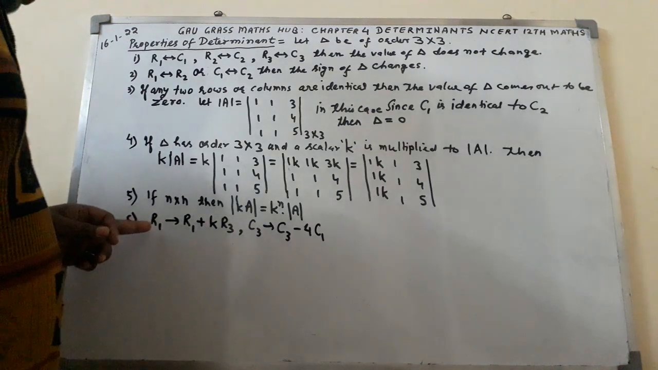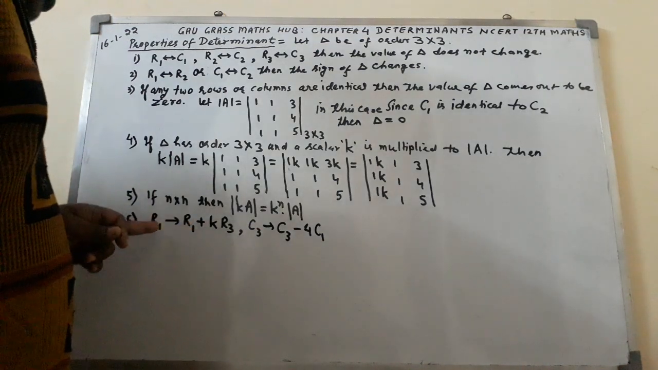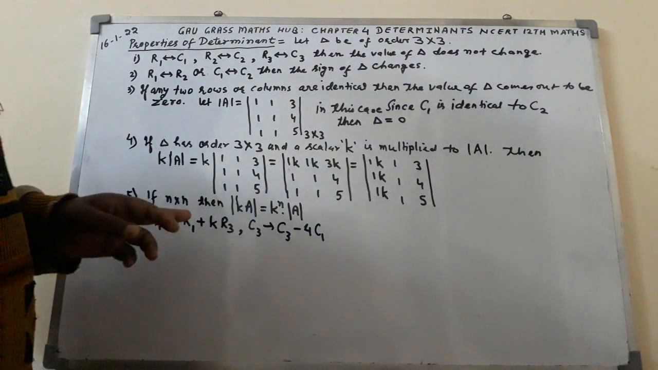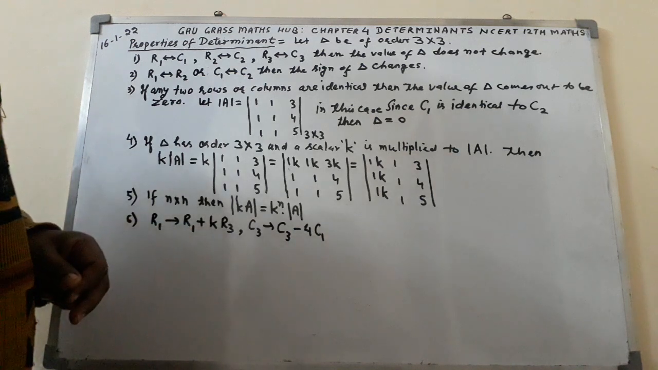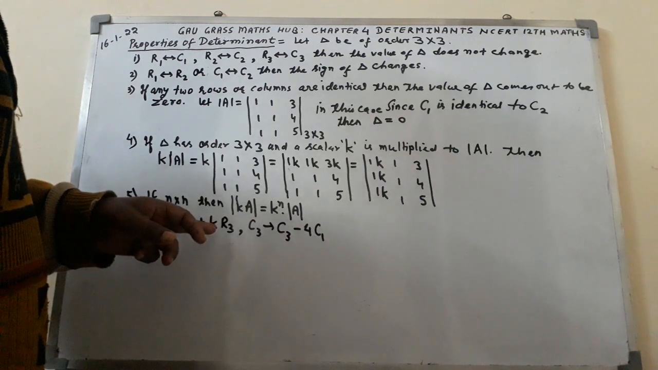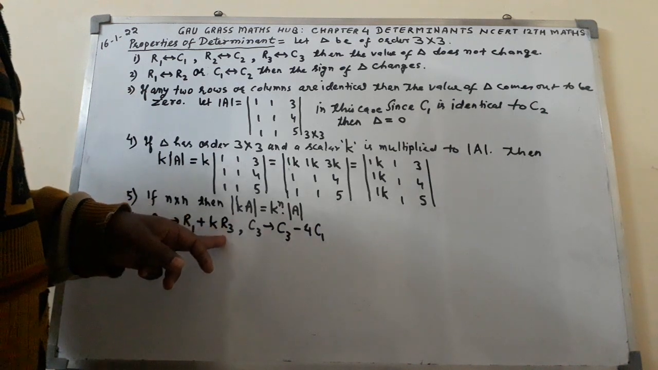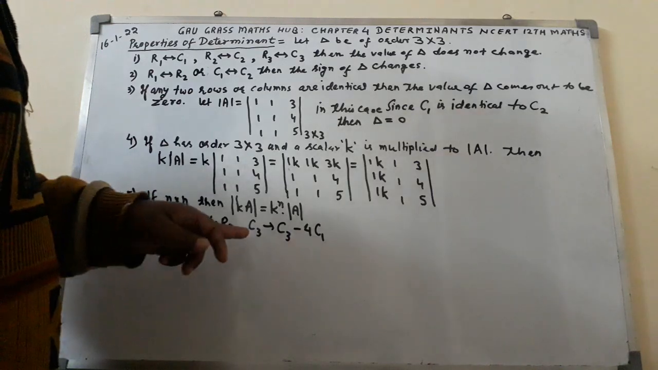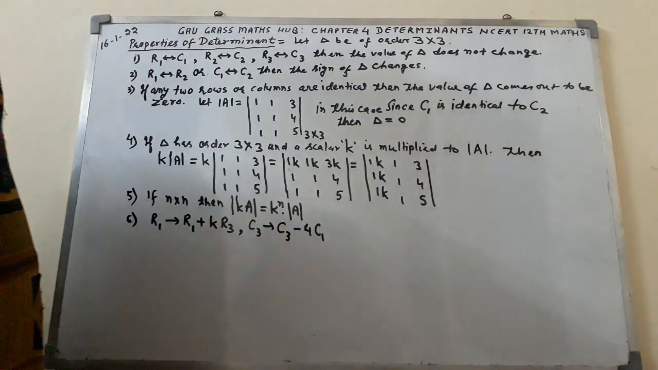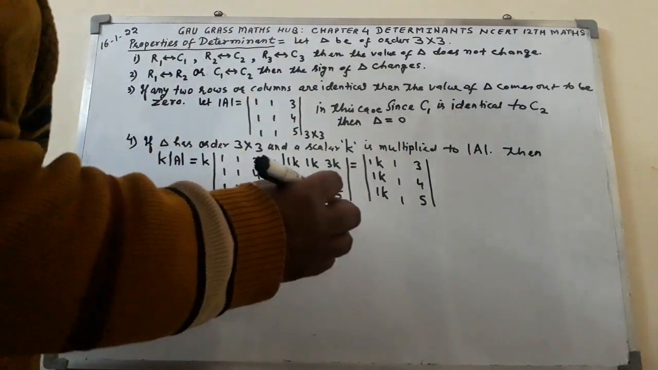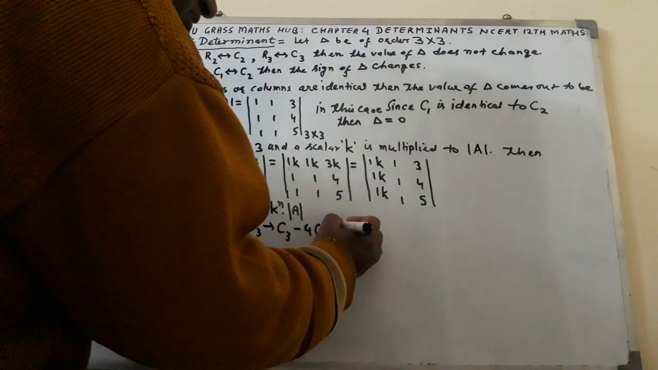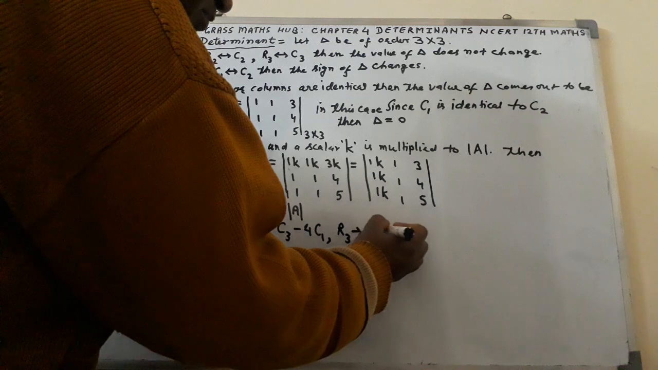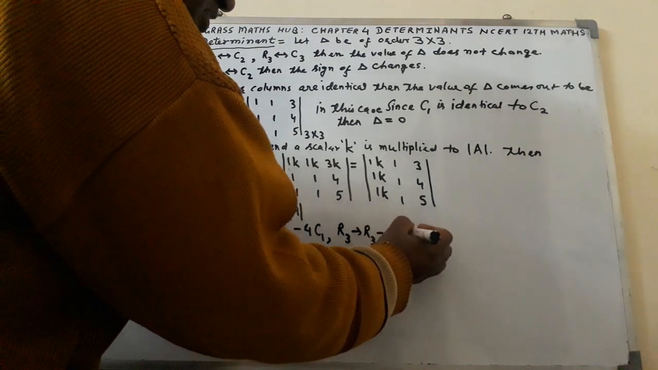Here you can see R1 goes to R1, and C3 goes to C3. You can add or subtract any scalar times of any row or rows. Here rows are involved, so rows with rows; here columns must be with columns. Again I can write here R3 goes to R3 minus R1 minus R2.